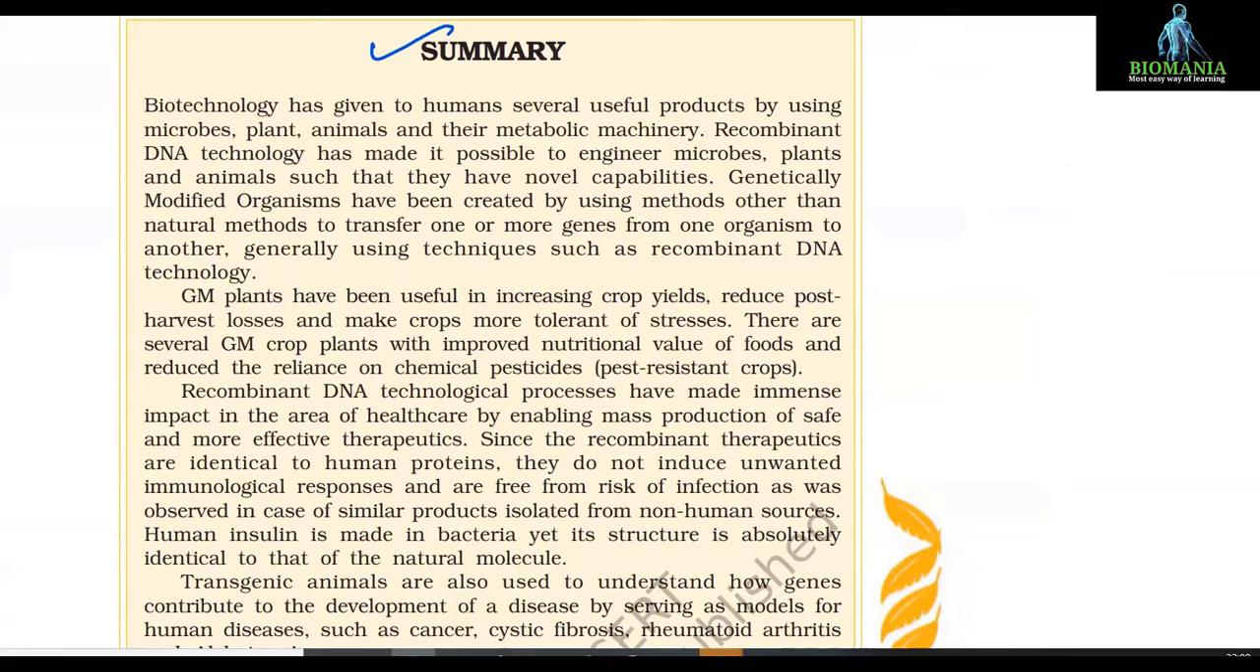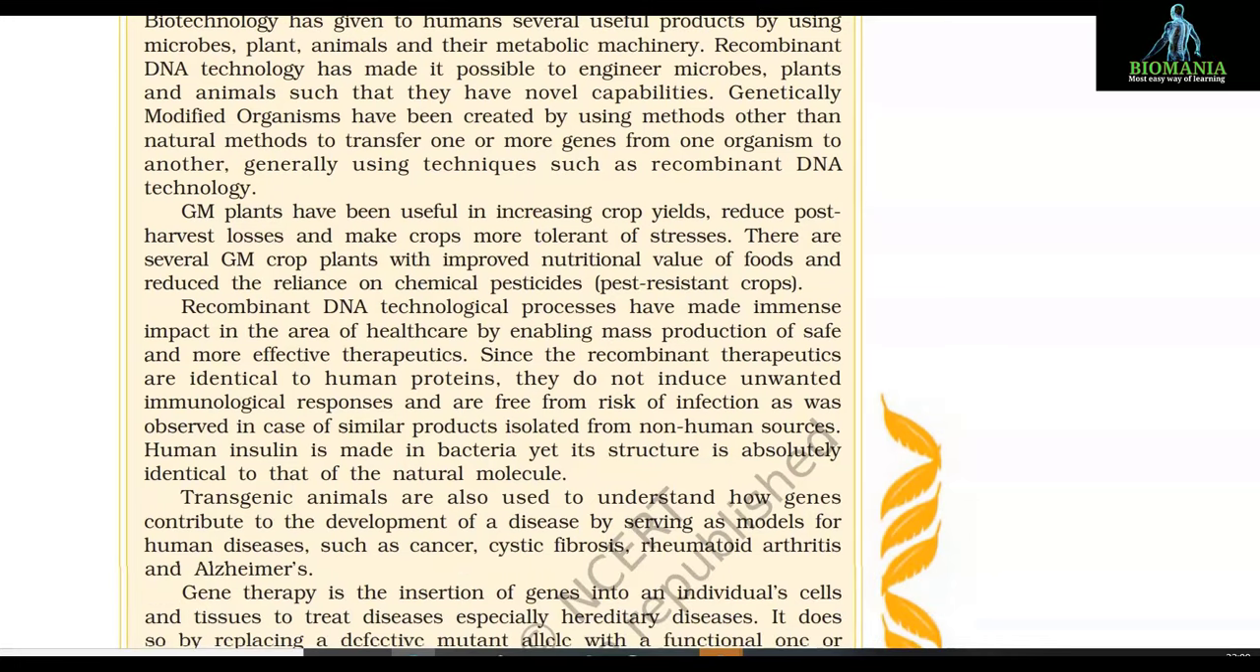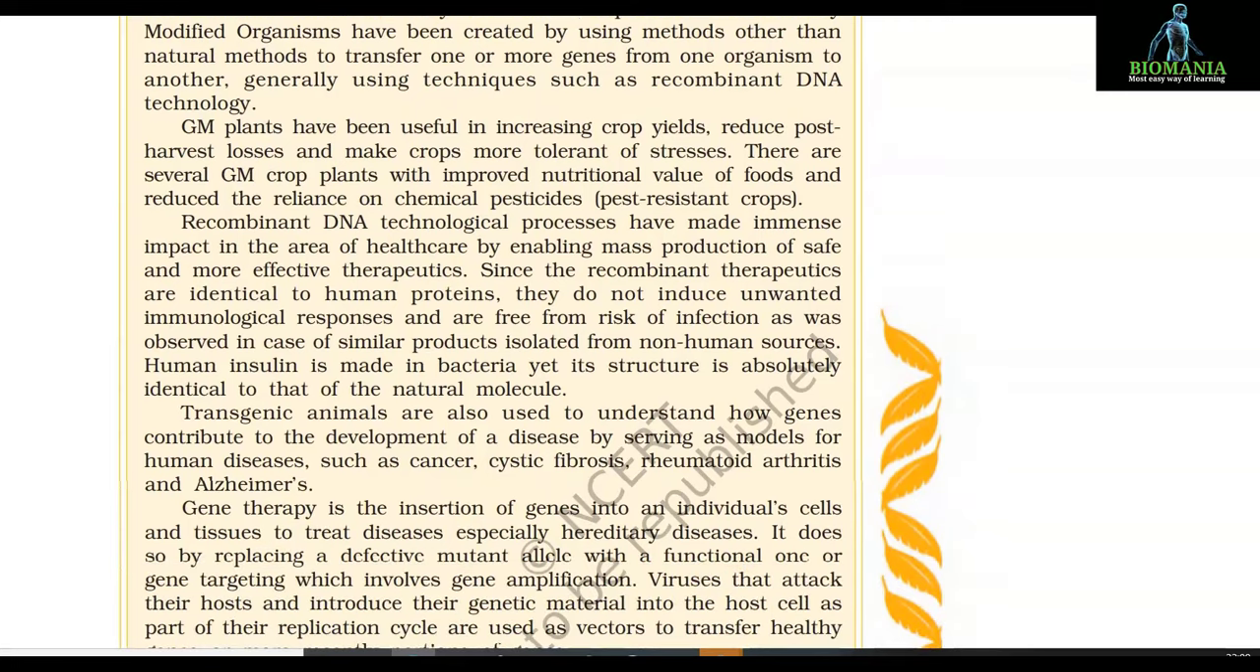Summary. Biotechnology has given to humans several useful products by using microbes, plants, animals and their metabolic machinery. Recombinant DNA technology has made it possible to engineer microbes, plants and animals such that they have novel capabilities. Genetically modified organisms have been created by using methods other than natural methods to transfer one or more genes from one organism to another, generally using techniques such as recombinant DNA technology.